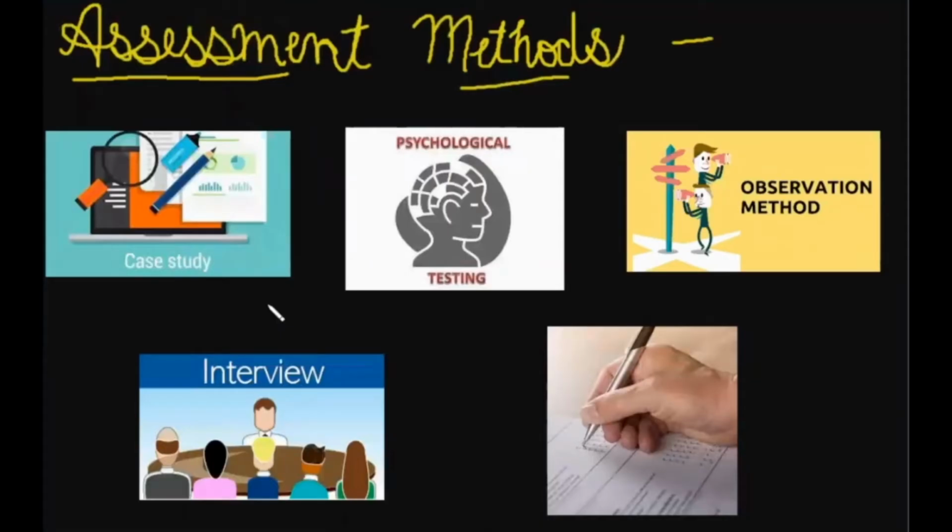Everyone. Today our topic is assessment methods used in psychology, and specifically we are going to learn about these 5 assessment methods. Number 1 is case study, then there is psychological testing, observation method, interview, and the last one is self-report measure. So we'll go through each one of them and let's get started.